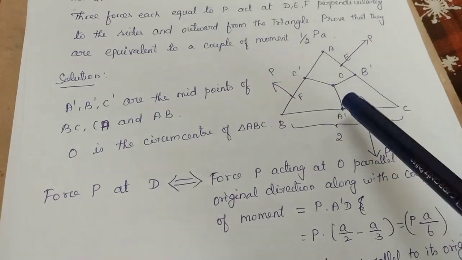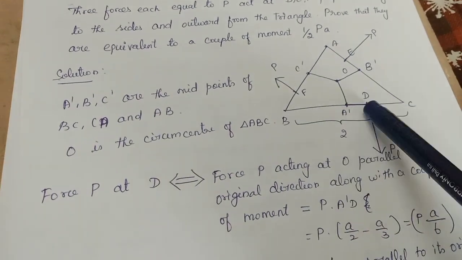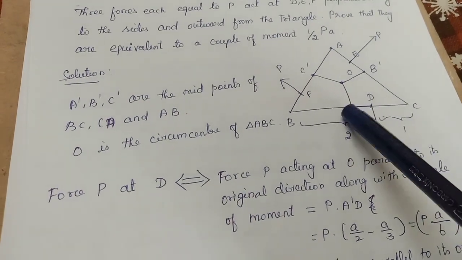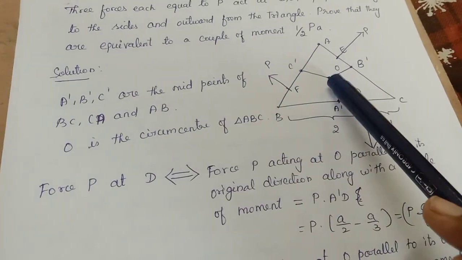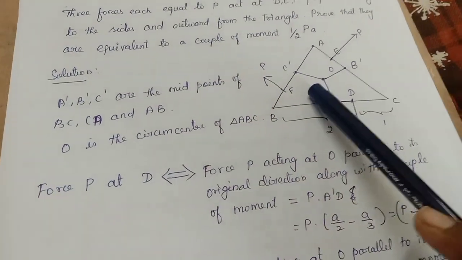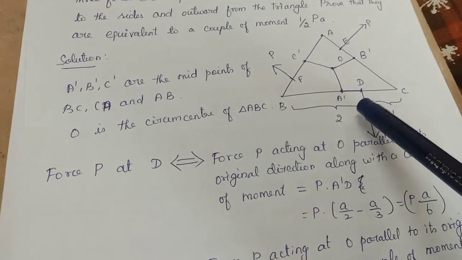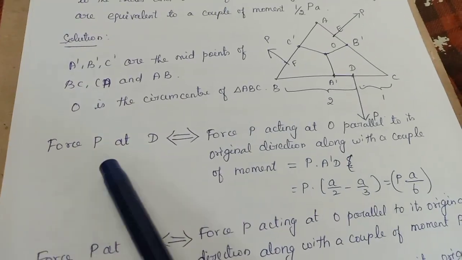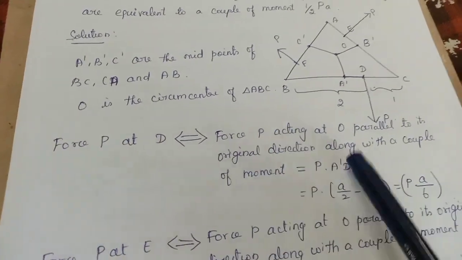This is an equilateral triangle, no? So first I am going to take the midpoints of all the sides. Here D, E, F divide the sides in the ratio 2:1, so they are not midpoints. I am going to take A dash, B dash, C dash as the midpoints of the sides of the triangle. What will be the point of intersection of all these lines? That will be the circumcenter O. Now, I have three forces P here. I am going to replace each force by a force together with a couple at this point O. So force P at D is equivalent to a force P acting at O parallel to its original direction along with a couple.